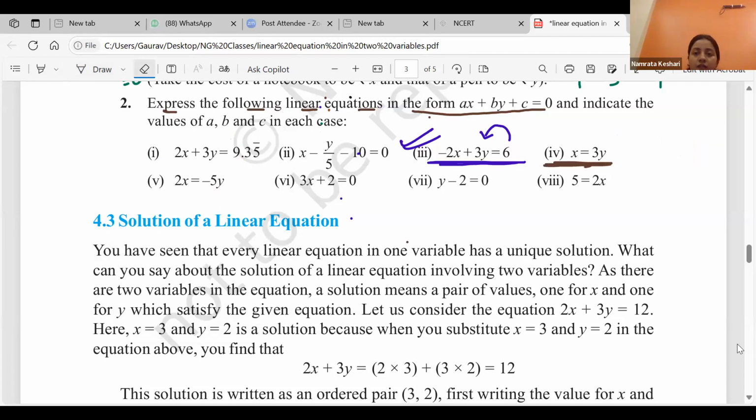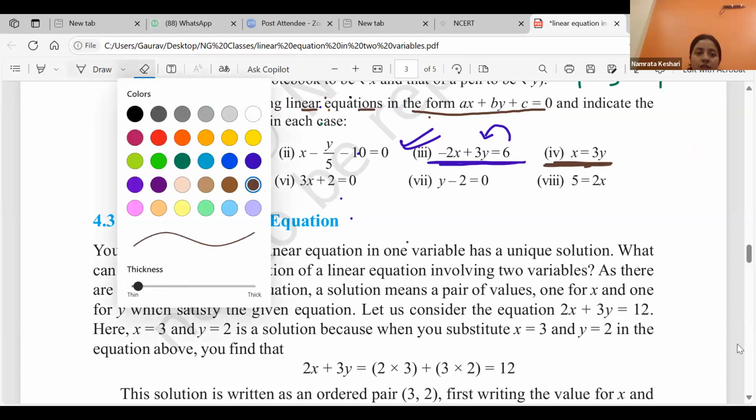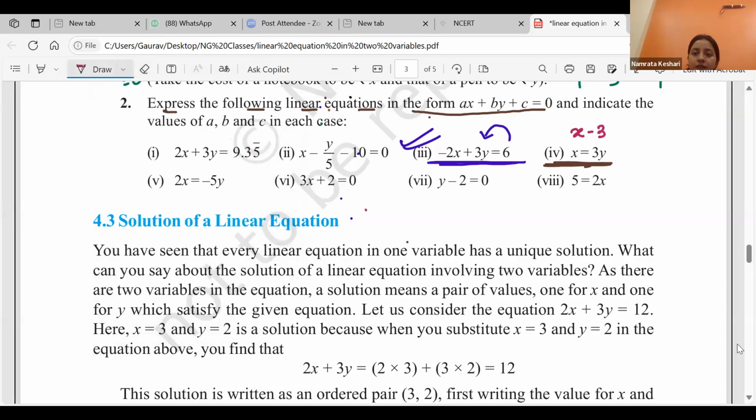Ma'am, first we'll take the 3y on our left side. So we have our A as 1 and B as -3. And what about C? 0. Yes, our C is 0. This way you can say your C is 0, or you can just show it over here, your wish. Even if you are not showing, it is okay. Clear? Okay, ma'am.